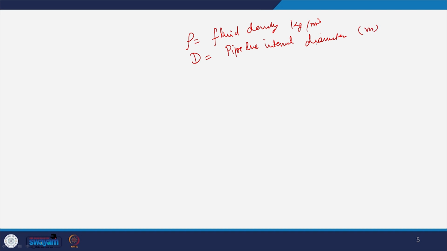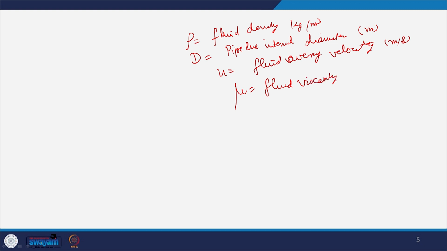Now, here if we see the terms used in the Reynolds number, rho is the fluid density in kilogram per meter cube. D is the pipe diameter or pipeline internal diameter in m. U is the fluid average velocity in meter per second, and mu is the fluid viscosity, that is kilogram per meter second.